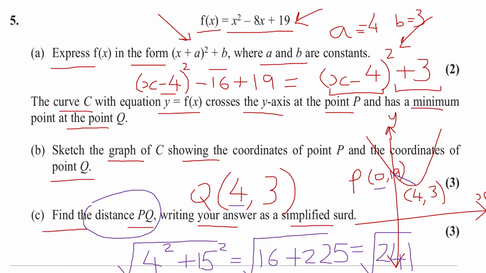So 3 doesn't go into it. Does 11 go into it? So let's just check. Okay, so that can't actually be simplified. So that, guys, is our final answer. So distance PQ is root 241, and that, guys, is our distance of PQ.